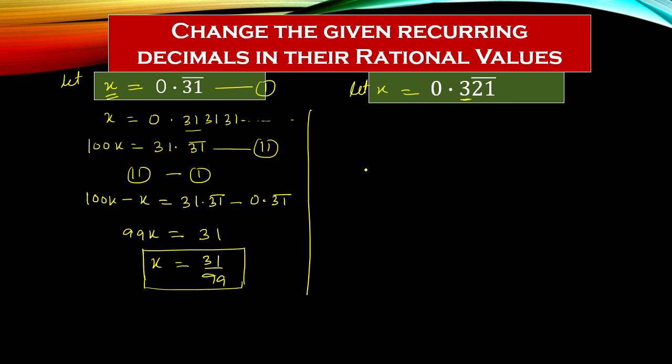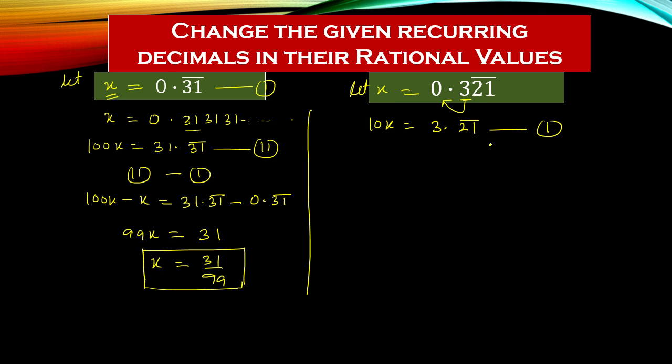Now coming to the second example, here the digit 3 is a bar-free digit. So first of all we have to shift this bar-free digit towards the left side of the decimal. For that we have to multiply the equation by 10. So this is 10x is equal to 3.21 bar. Now we find the same thing as before: the bar starts immediately after the decimal. We have considered this as equation 1. Whenever the bar starts immediately after the decimal, that should be equation 1.